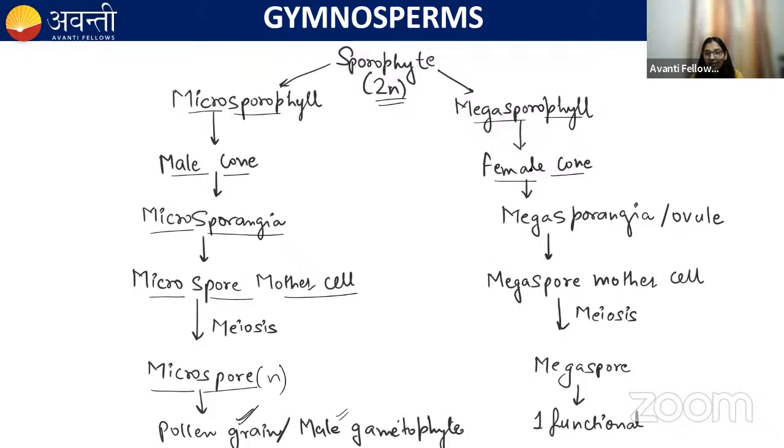And similarly here also, the female cone consists of megasporangia, which is equivalent to the ovule. Remember, in case of gymnosperms, the ovule is orthotropous. Orthotropous means straight, like this. It is unitegmic in nature. Unitegmic means there is only one integument. Here you can see in the image, I have already drawn only one integument. It is unitegmic in nature. Remember this.